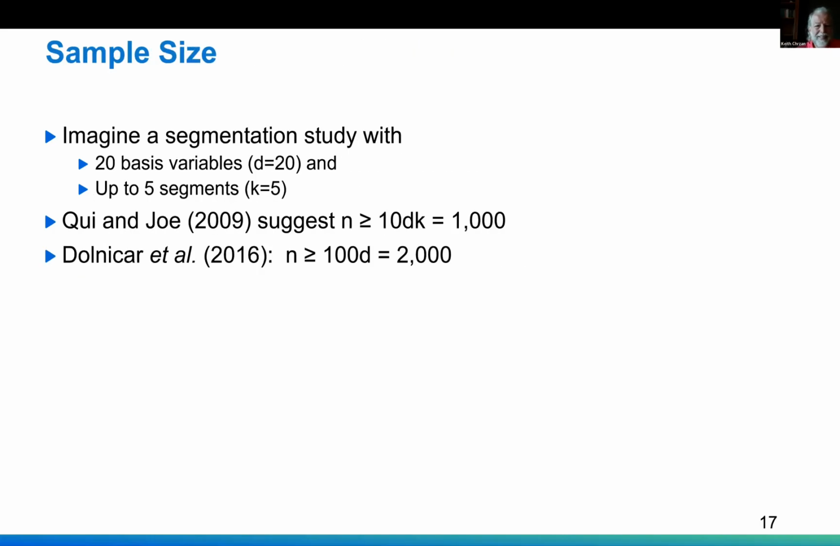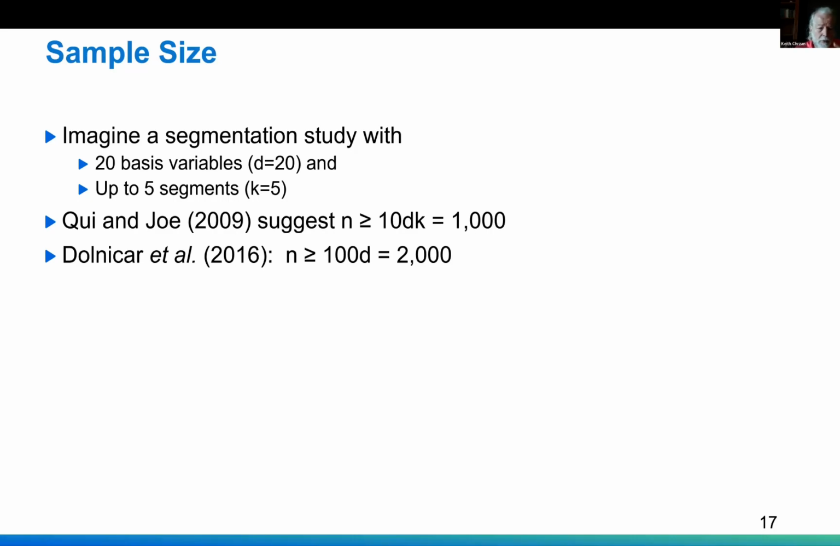Okay, next is the cluster of problems that have to do with sample size and the number of variables. Let's just imagine a segmentation study that has 20 basis variables, and we want to allow there to be up to 5 segments. One recent reviewer suggests that we need a sample size of at least 10 times the number of basis variables times the number of segments, so we'd need 1,000 people for this.